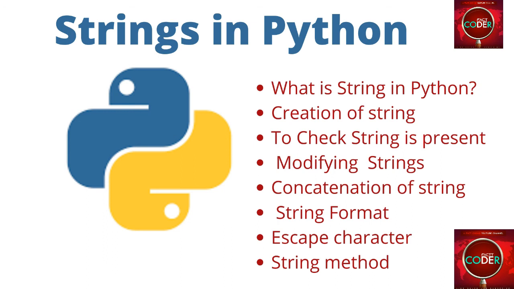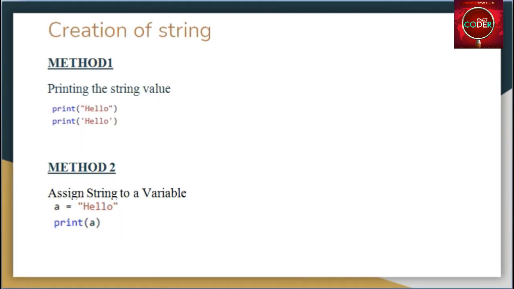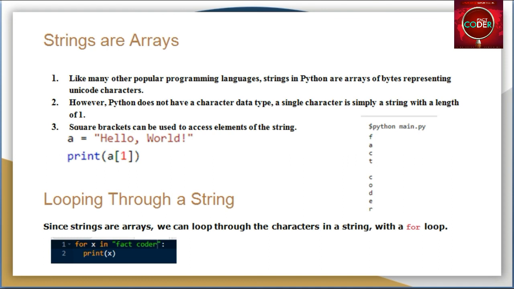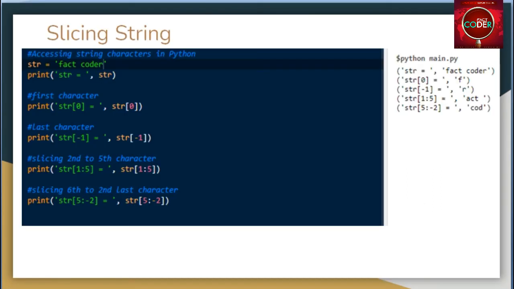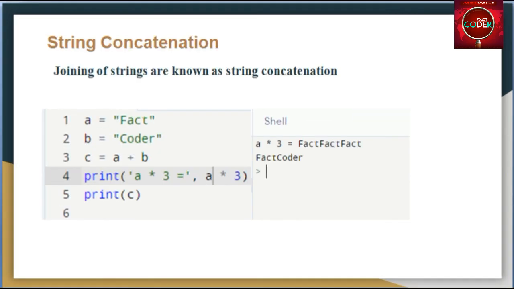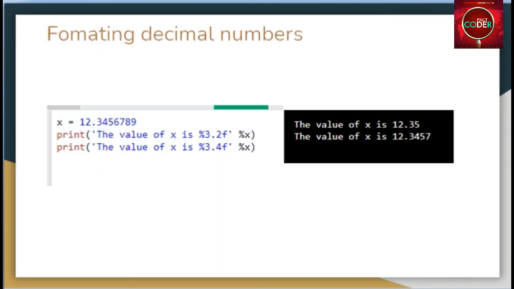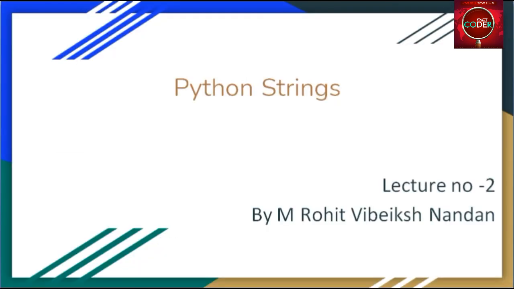So let's look at the topics which are covered. In the start, I gave you a proper introduction about strings in Python. Then we saw the methods to create a string. Then strings are arrays and looping through a string. To check whether a string is present, and slicing of strings, we discussed the indexes found in strings. Then modifying a string, string concatenation, string format, formatting a decimal number, escape characters, and a few string methods with their uses and method names. So these were the topics discussed today in strings.